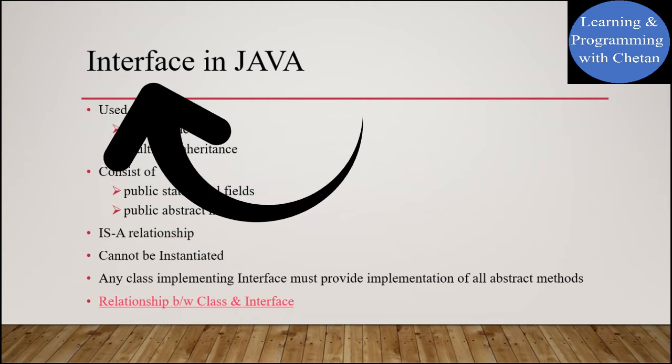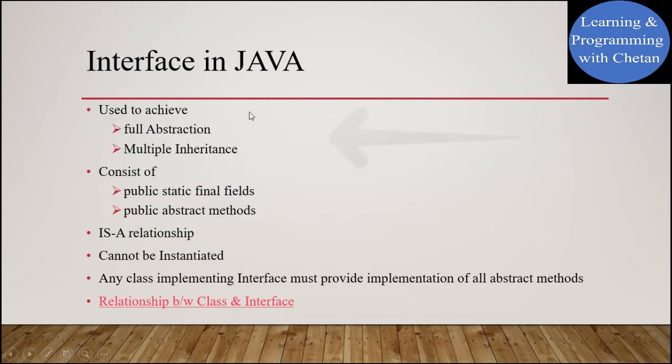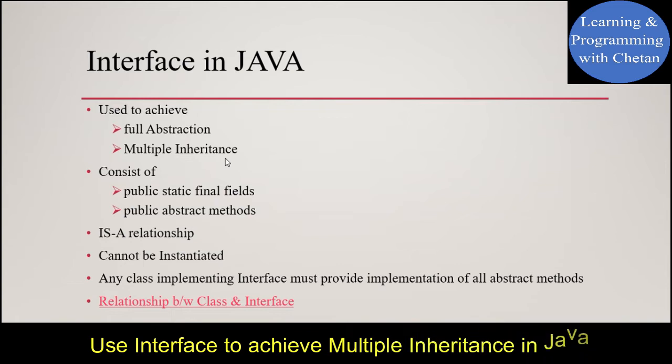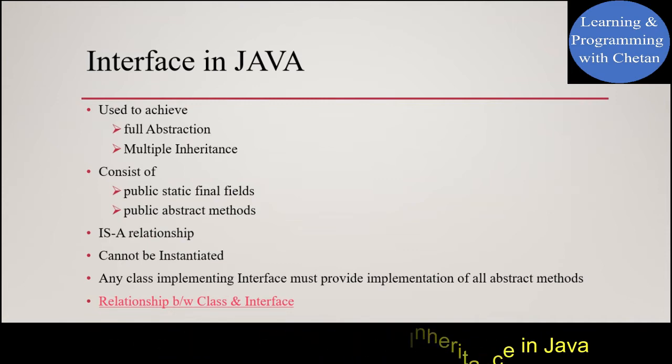we use an interface. An interface is used to achieve full abstraction, which means that an interface only contains abstract methods, and it is also used to achieve multiple inheritance in the Java programming language. In our previous videos, we discussed that Java does not support multiple inheritance because of the ambiguity which gets created when a class extends multiple classes. But we can achieve multiple inheritance by using interfaces. In a later part of our video, we will see how we can achieve multiple inheritance by using interfaces.